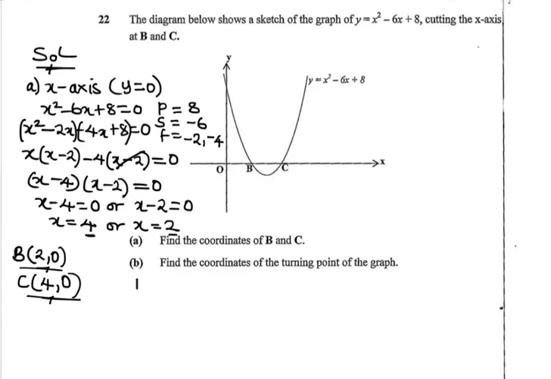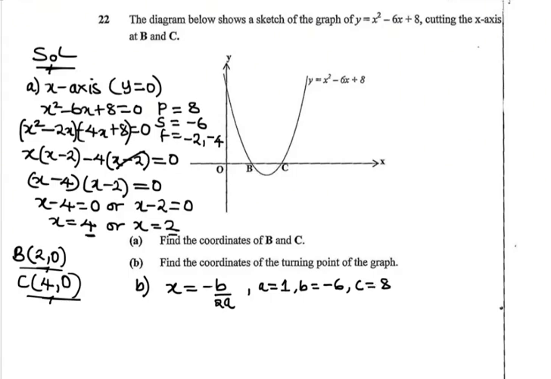Going to B, the question is: find the coordinates of the turning point of the graph. So for the turning point, we are going to work with a formula. To get x, we'll say x is equal to negative b over 2a. Now, from what we've been given here, the equation of the graph is y equal to x squared minus 6x plus 8. So from there, the value of a is equal to 1, then b is equal to negative 6. We can also get the value of c. c is equal to positive 8.